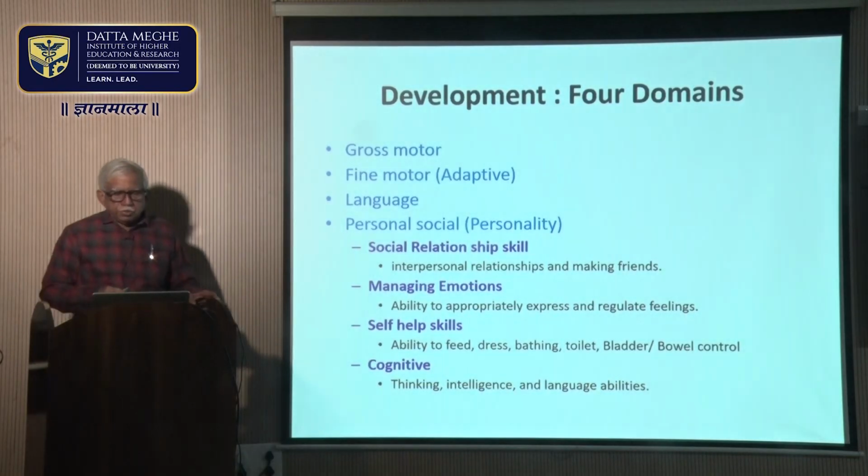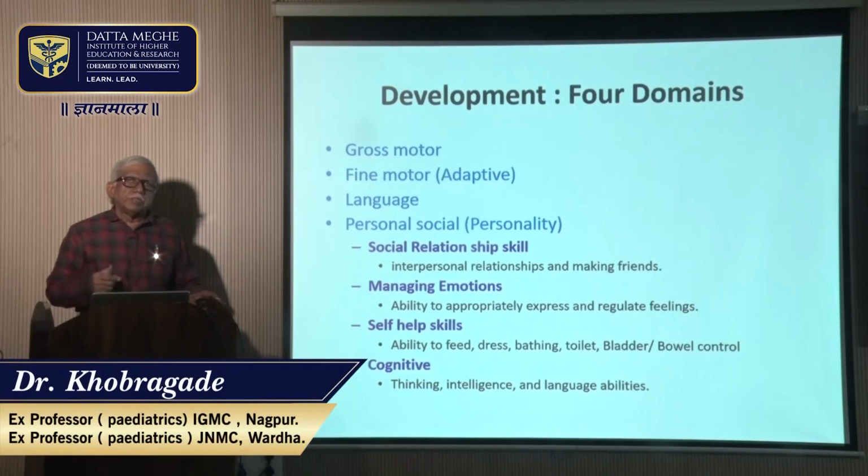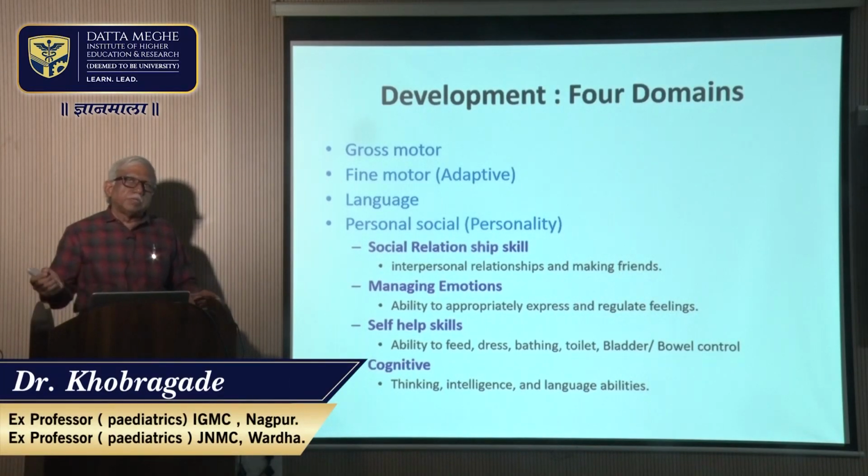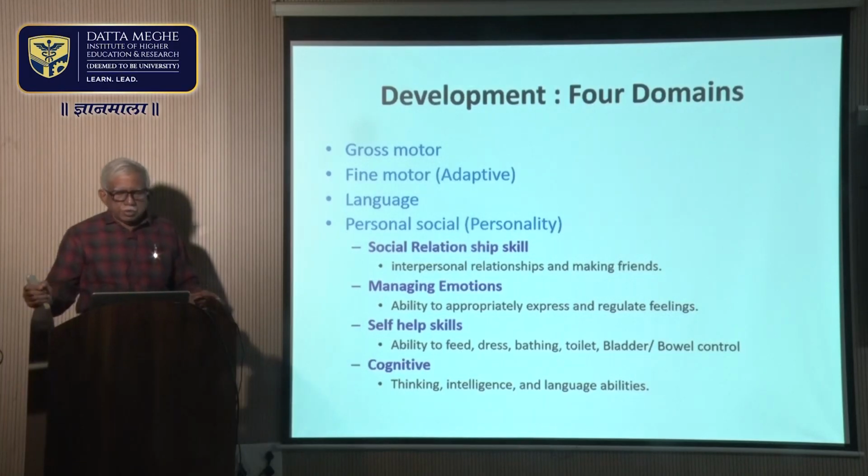Then emotions, the ability to appropriately express and regulate feelings. For example, crying, smiling, laughing, and the apprehensive facial expressions and gestures, all these come under the management of emotions, and these are developmental domains which come under personal social activities. Then self-help skills, the child is able to feed himself. Initially at birth he feeds by sucking and swallowing from the breast and even from the bottle, but subsequently he has to feed himself with the help of the hand, which is attained by the age of 10 to 12 months of life, and thereafter he goes for more skillful activities.